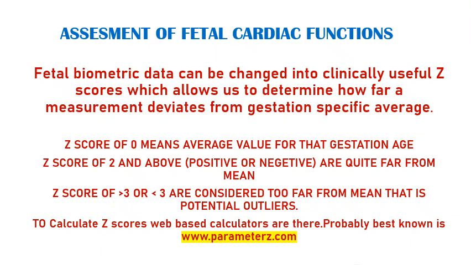Now, while concluding, fetal biometric data can be changed into clinically useful Z scores, which allow us to determine how far a measurement deviates from gestation-specific averages. A Z score of 0 means the average value for that gestational age. A Z score of 2 and above, either positive or negative, means the value is quite far from the mean. A Z score of more than 3 or less than -3 is considered too far from the mean, that is, a potential outlier. To calculate Z scores, we use a calculator, probably best known is www.parameters.com.